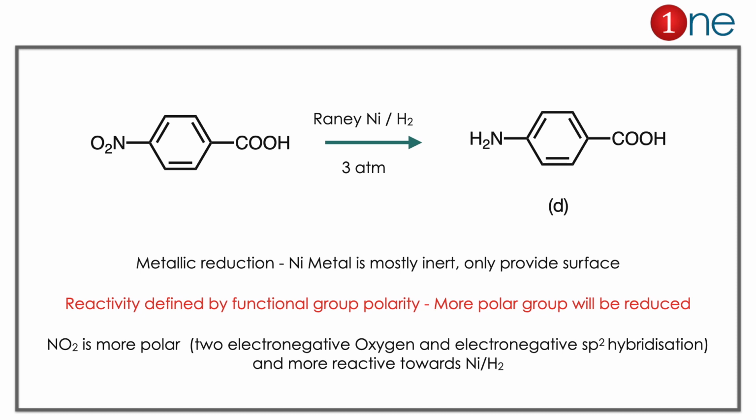Then you have the question about NO2 and COOH, which will be reduced. Normally the more polar substituent can bind with the nickel, so you have to choose from the polarity. Normally the nickel is inert. The reduction ability is decided by the functional group. The NO2 group is more polar, or you can say more electron withdrawing, so it can attach with the metal easily. So NO2 can attach with the metal and get reduced. You have the final product amine there. So the answer is clearly D.